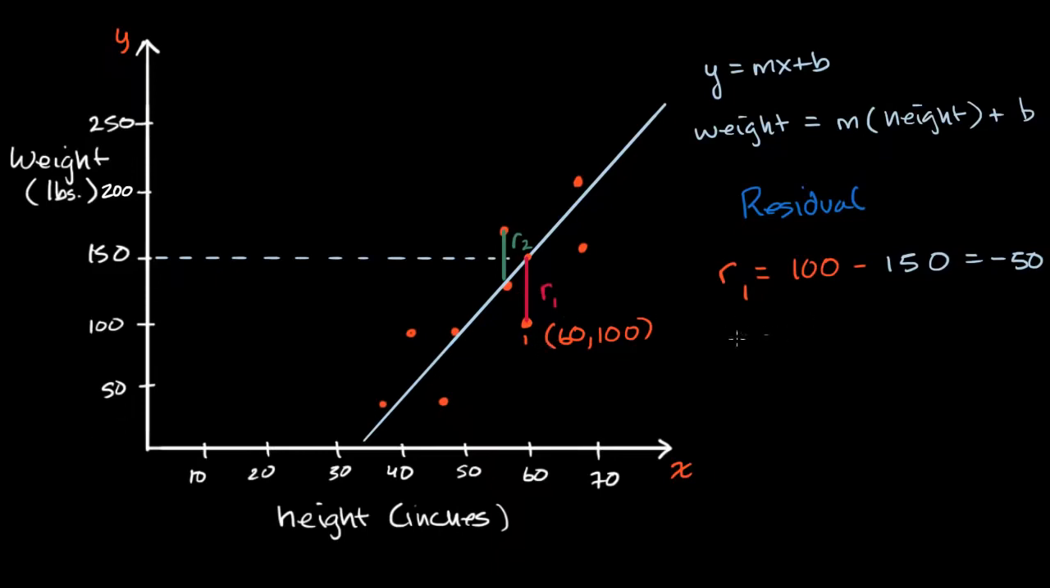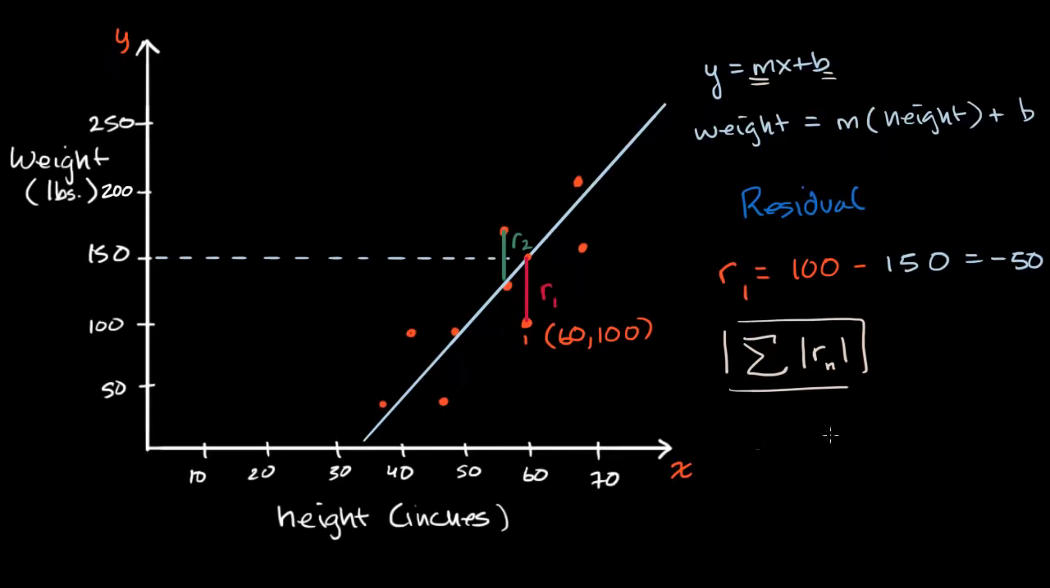So you could say, well, let me just take the sum of the absolute value of all of the residuals, and then let me change m and b for my line to minimize this. And that would be a technique of trying to create a regression line.